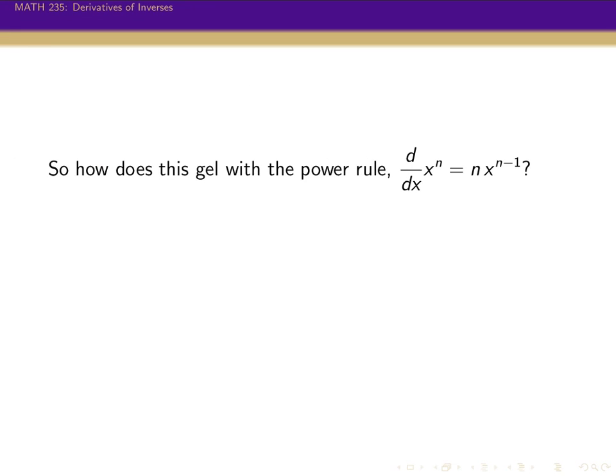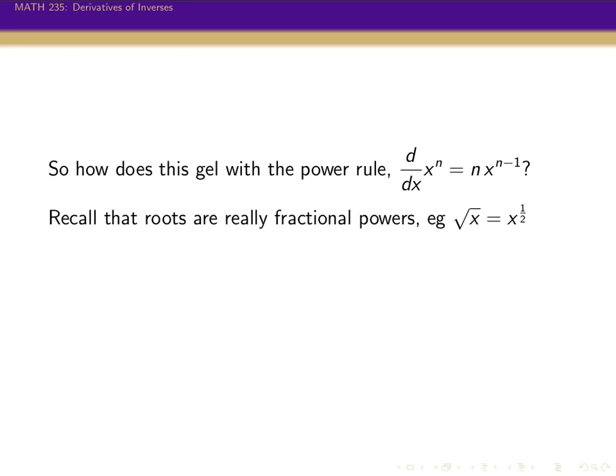And so the last question is, how does this gel with the power rule that we've seen for integers? Well, remember that roots are really talking about fractional powers. So the square root of x is really x to the 1/2. And so we saw that the derivative of the square root of x is equal to 1 over 2 times the square root of x.